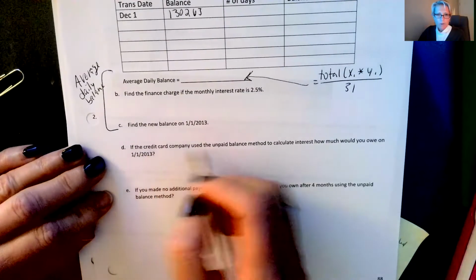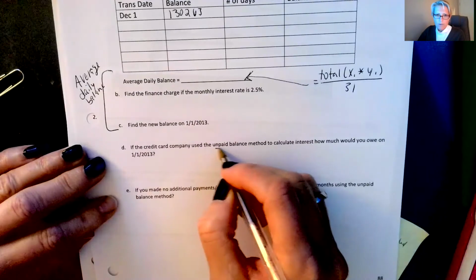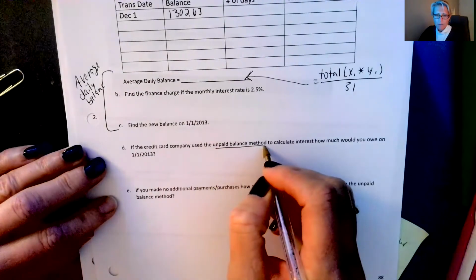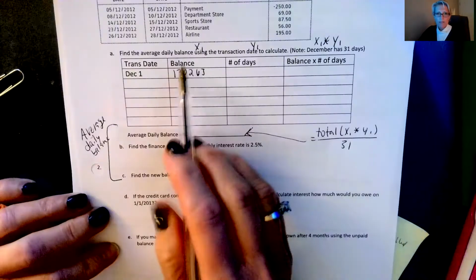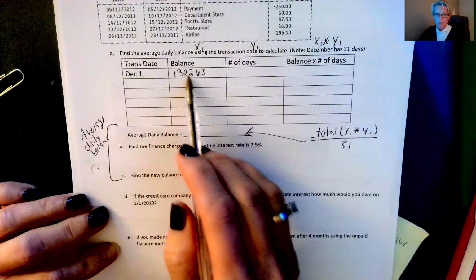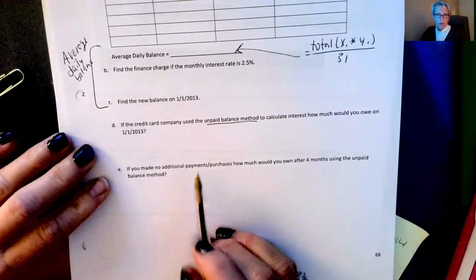Then D has to do with the unpaid balance method, which is the first balance method they use. It's all based on the balance that was left over from November that you didn't pay in November. So it's based on that one. Make sure you walk through that.